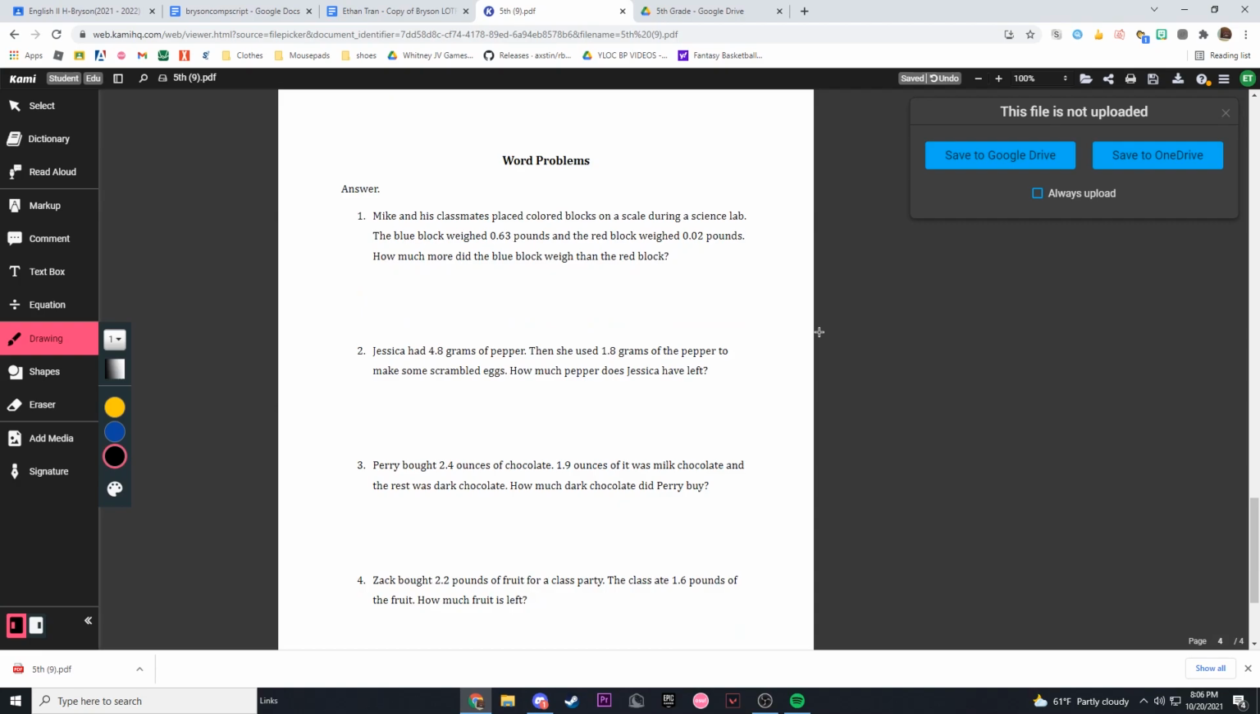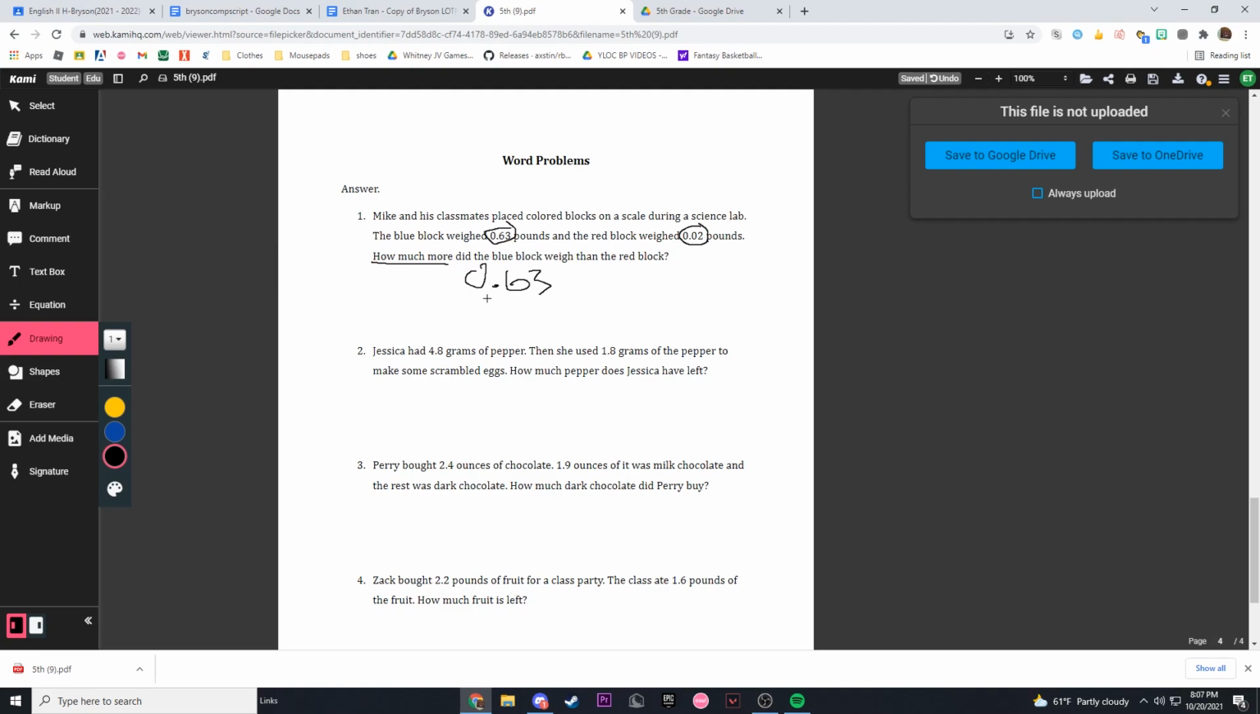For the last page, we have a word problem. And number 1 asks, Mike and his classmates placed colored blocks on a scale during a science lab. The blue block weighed 0.63 pounds and the red block weighed 0.02 pounds. How much more did the blue block weigh than the red block? So it says how much more, so I know that we're going to subtract. So we look at the two numbers they gave us, which is 0.63 and 0.02. So now we can just align them up.